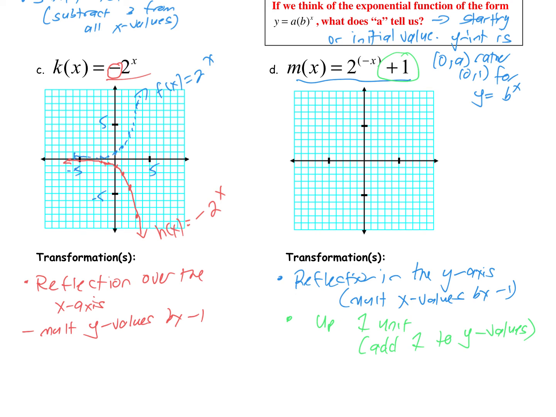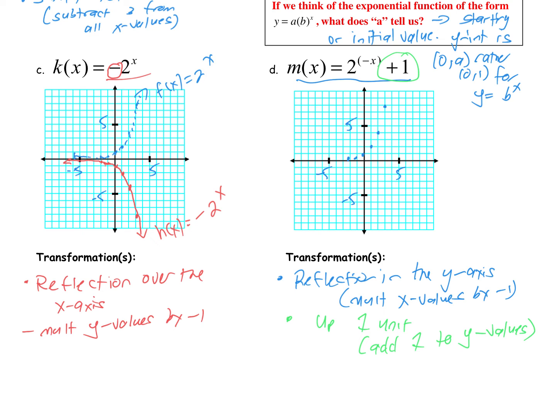Okay, we're going to do the same approach here. We'll plot the points on the parent function, and then we will reflect. So we'll multiply all the x values by -1, reflect those in the y-axis, and then we will shift those points up 1. So here we go again. (-2, 1/4), (-1, 1/2), (0, 1), (1, 2), (2, 4), (3, 8). Those are the points on the parent function.